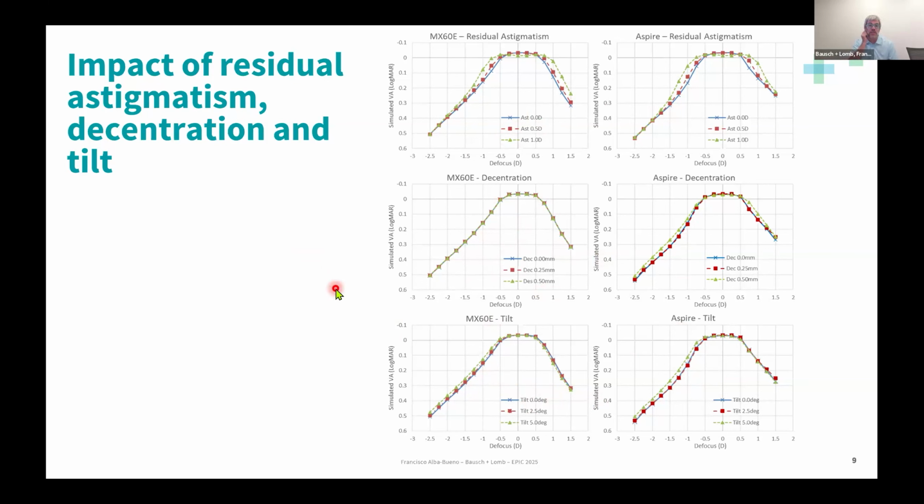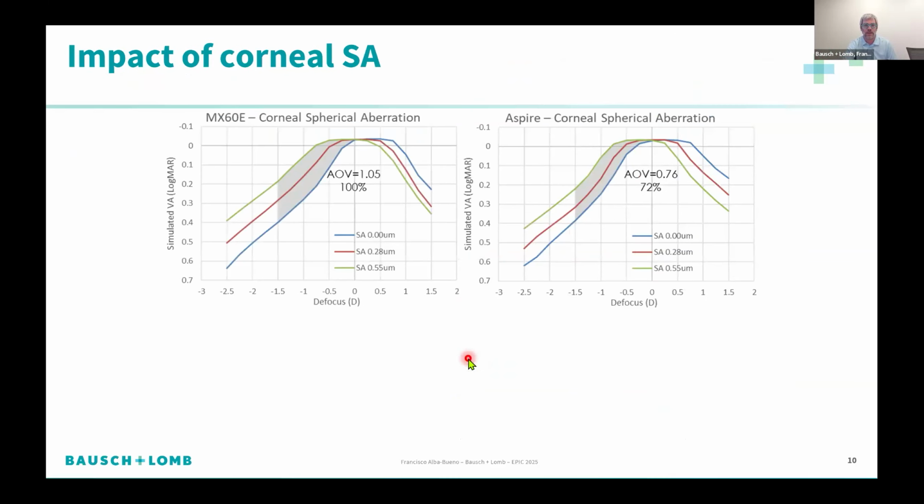Which is surprising, because residual astigmatism is measured in clinical practice, but decentration and tilt is not that usual. Nowadays, we have new generation OCTs that can measure the actual decentration and tilt of the IOL, and we were expecting more variability or a higher changing impact in the performance with tilt and decentration, but it turned out that with these lenses the impact is very low.